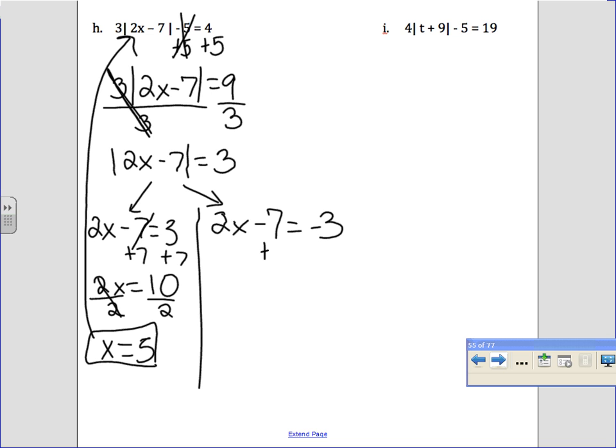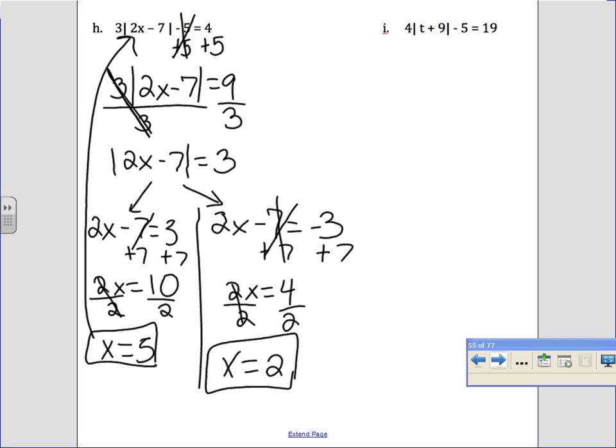Second one, add 7 to both sides. We have 2x equals 4. And then to get rid of the 2, divide both sides by 2. We get x equals 2. So x equals 5 and x equals 2 are the 2 solutions to this absolute value equation. I'm not going to do this again, but if you plug 5 and 2 back in for x, they are both equal to 4. They both work.